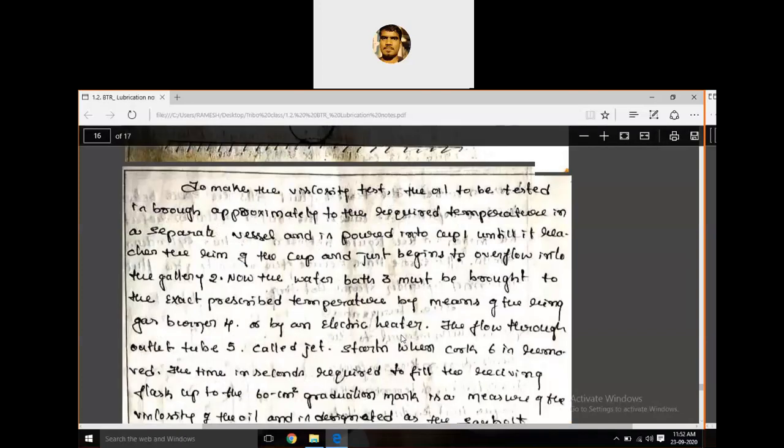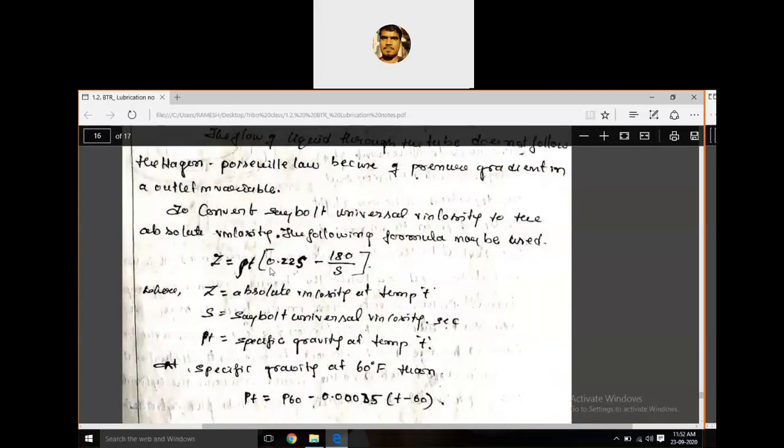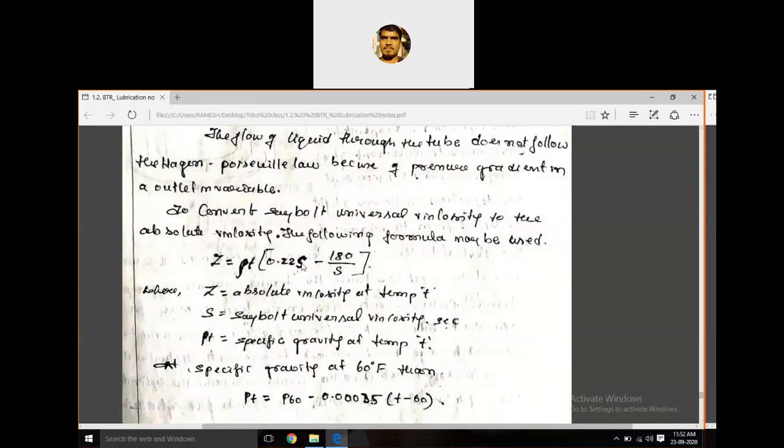This is the standard equation: Z = ρT (0.22S − 180/S), where S is the Saybolt Universal viscosity, Z is the absolute viscosity, and ρ is the specific gravity.